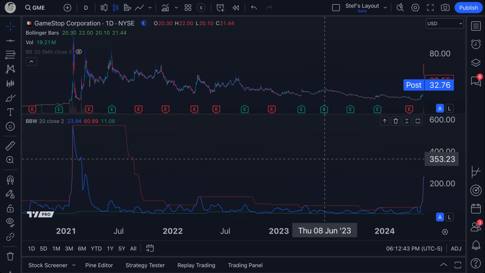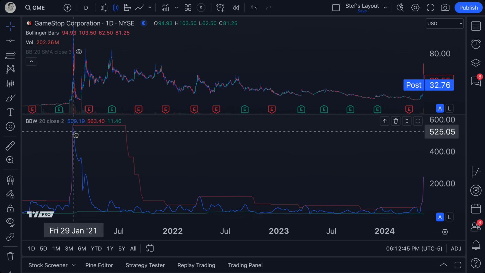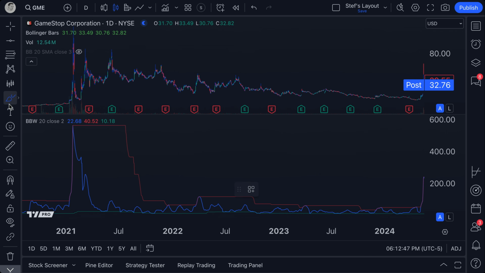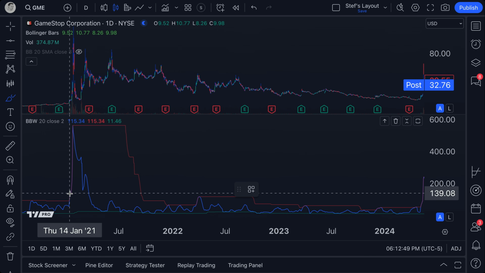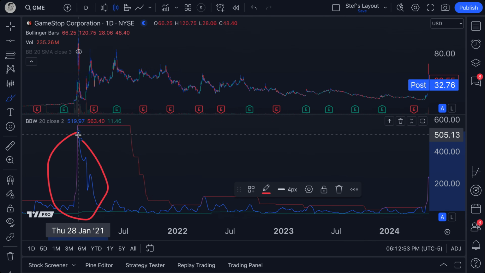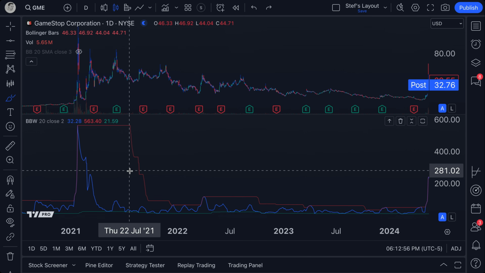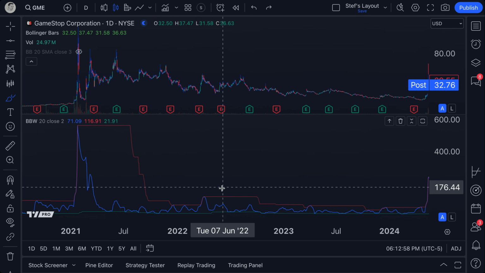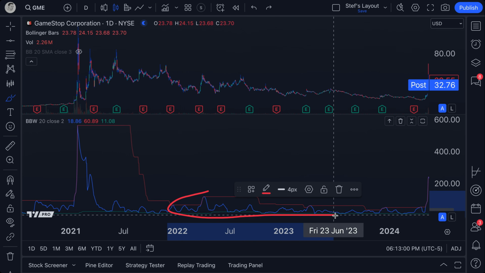So let's actually zoom out. Here was the 2021 GameStop squeeze. Look how large this squeeze was here. The bands really expanded, especially to the upside. The bottom here didn't move much, but the top band did. And then over time, it really just got tighter and tighter. It got flatter and flatter.